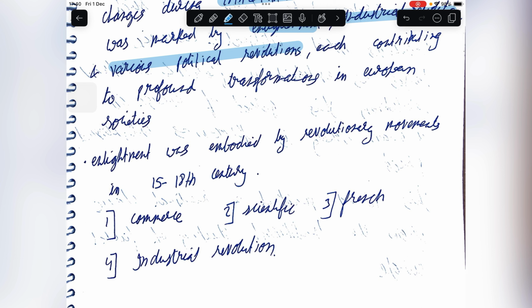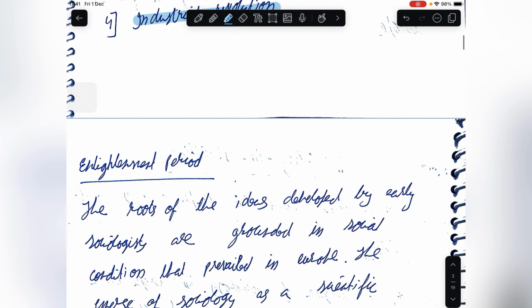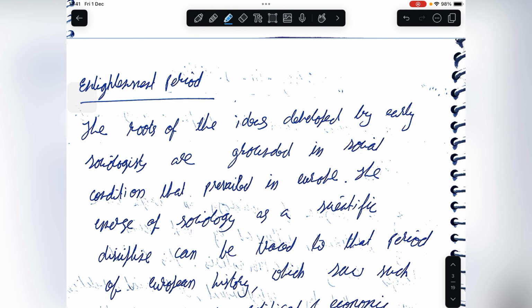So what is Enlightenment? Enlightenment was embodied by revolutionary movements in the 15th to 18th century. What are those? Commerce, scientific revolution, French Revolution, Industrial Revolution. All these four make up the Enlightenment period in the 15th to 18th century. So let's talk about the Enlightenment period.